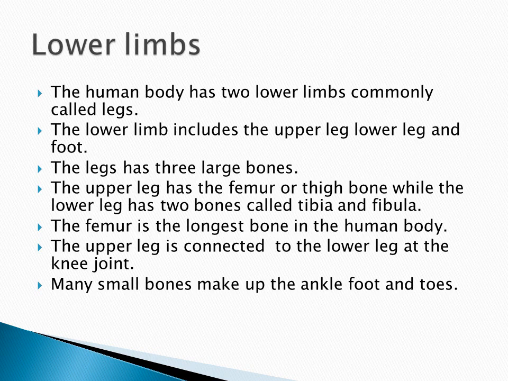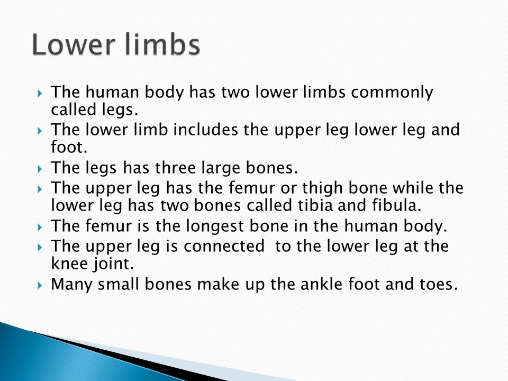Here also in the lower leg, we have 2 bones. One is called the tibia and the second one is called the fibula. On page number 87, the diagram is there. On the left side it is the tibia and on the right side it is the fibula. So the femur is the longest bone in the human body. How are they connected? The upper leg and the lower leg are connected by the knee joint. Many small bones make up the ankle, foot and the toes.